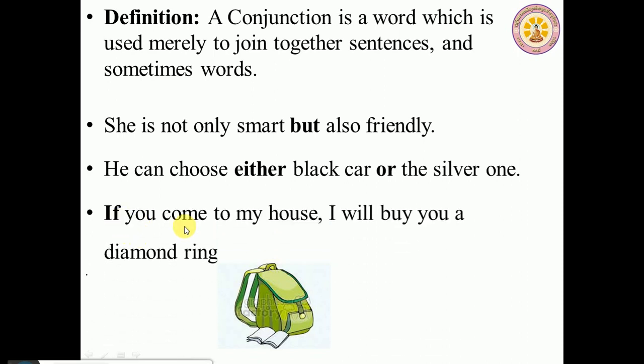One more example: if you come to my house, I will buy you a diamond ring. So in this sentence, the conjunction if is used to join two sentences. The first sentence is you come to my house, and the other sentence is I will buy you a ring. So these two sentences are linked together by using the conjunction if.